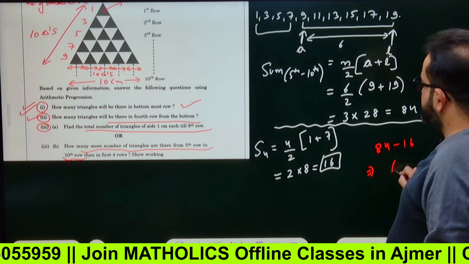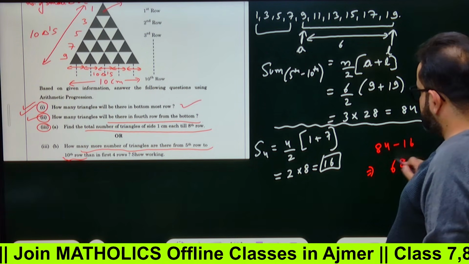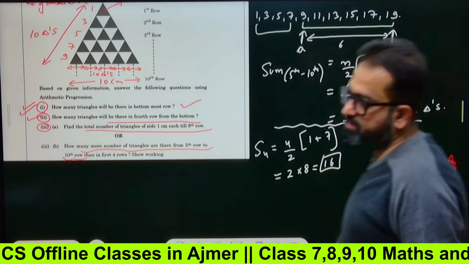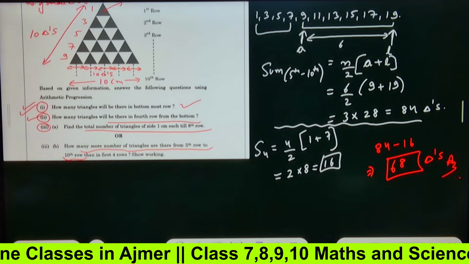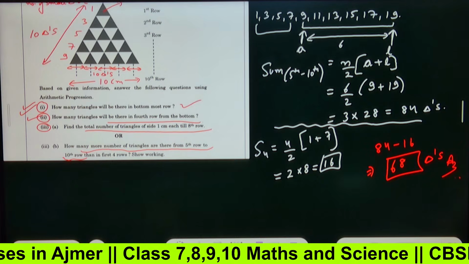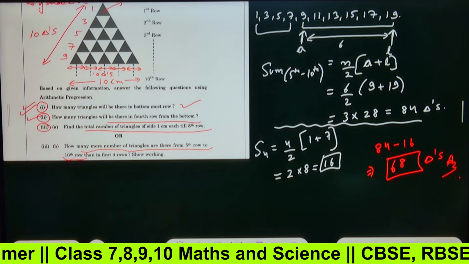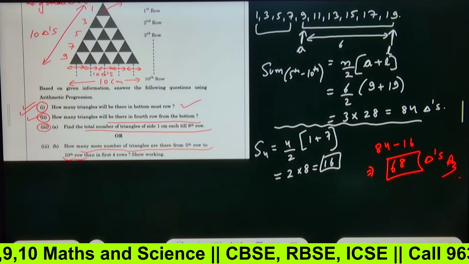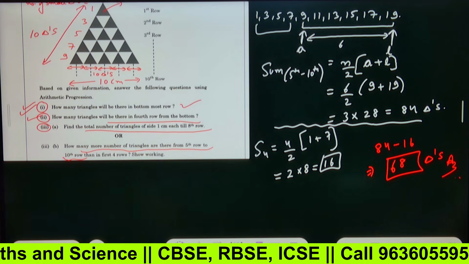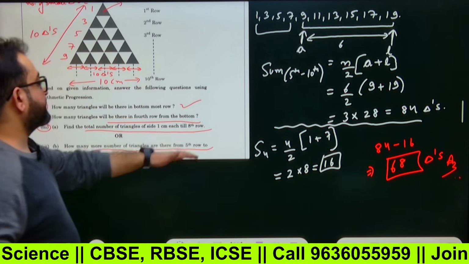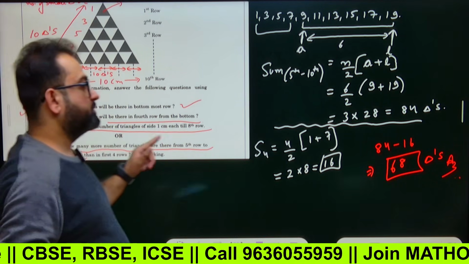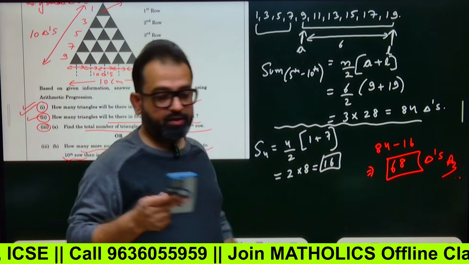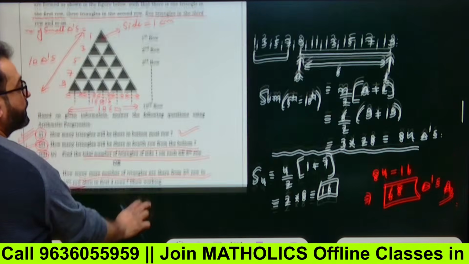That means 68. Tell me, 68 triangles is the answer. Yes or no? How many more triangles are there? Okay, 68 triangles are there. So that's the way you must calculate. How many more triangles are there from 5th to 10th row than in the first 4 rows? 68. Got this point? Yes or no? Sorted. So keep on copying this, right?